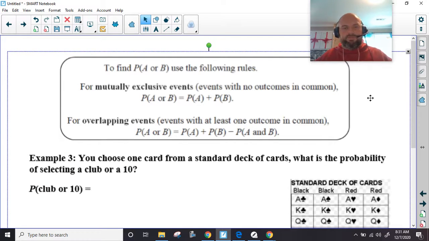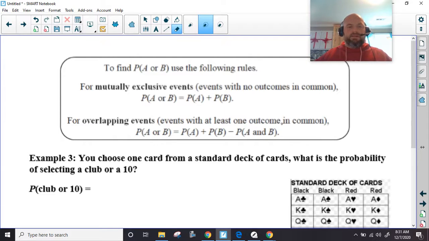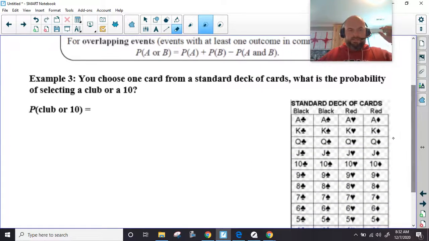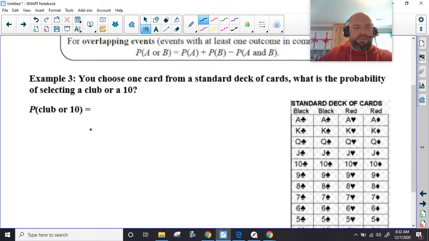Now, this is our rules. This is actually some of the rules that I actually won't break right now. Mutually exclusive, we've already talked about that. So this is what I did. This is when I subtracted the overlapping thing. So it says you choose one card from a standard deck of cards. We know that there's 52 in a standard deck of cards. That's 52 card pickup.